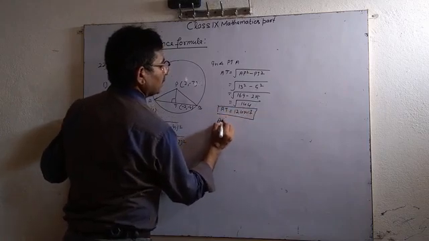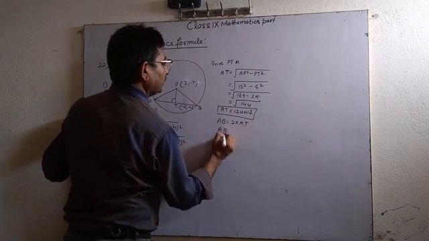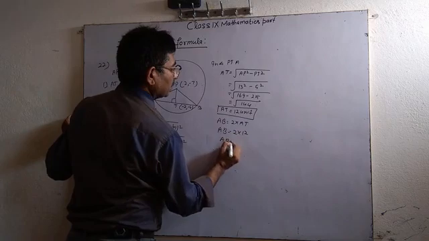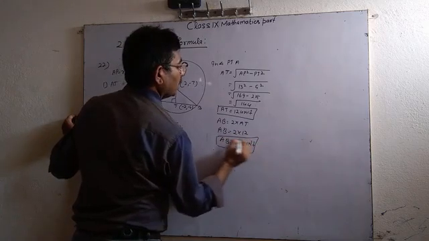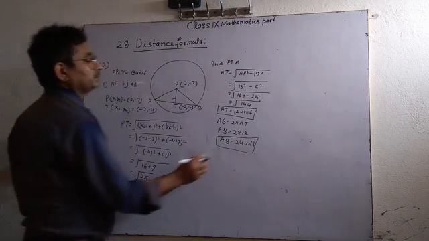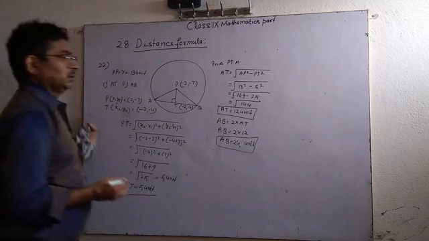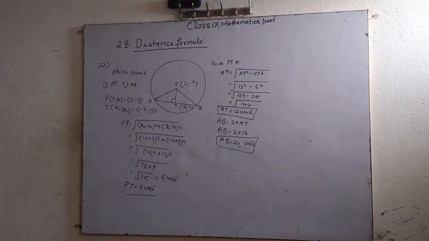And AB equals 2 times AT, so AB equals 2 times 12. This AB equals 24 units. This is the answer, 24 units. Please do all the questions according to this. If any problem, you discuss in the live session.